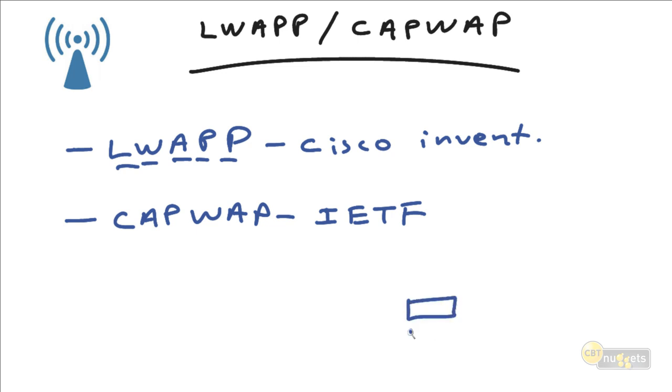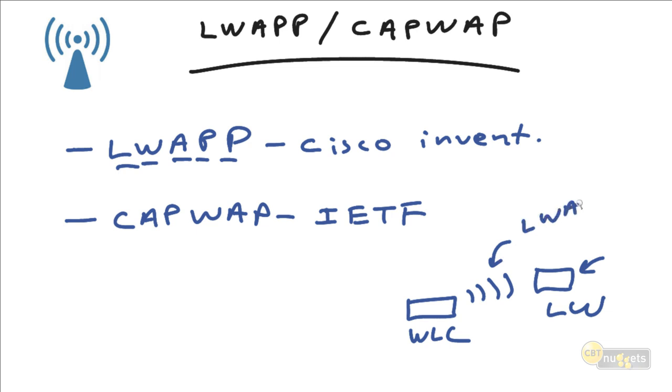We have a wireless LAN controller, the brains of the operation, and it communicates with one of these lightweight access points. Yeah, the lightweight access point can't stand on its own. It needs the assistance of one of these manager devices. And the protocol for these two to communicate with each other, Cisco invented the lightweight access point protocol. Well, this caught fire, and the IETF created their own standards-based version. It's called Control and Provisioning of Wireless Access Points Protocol, CAPWAP.